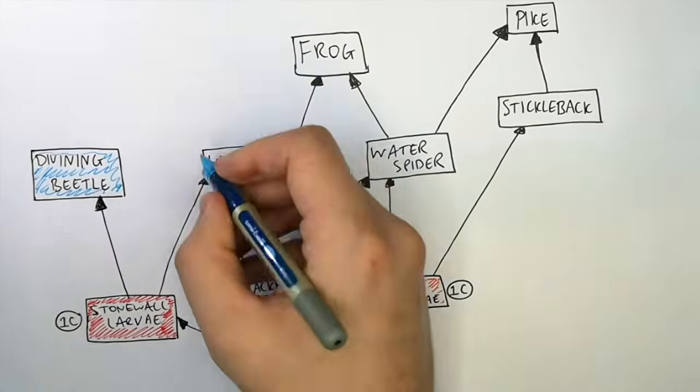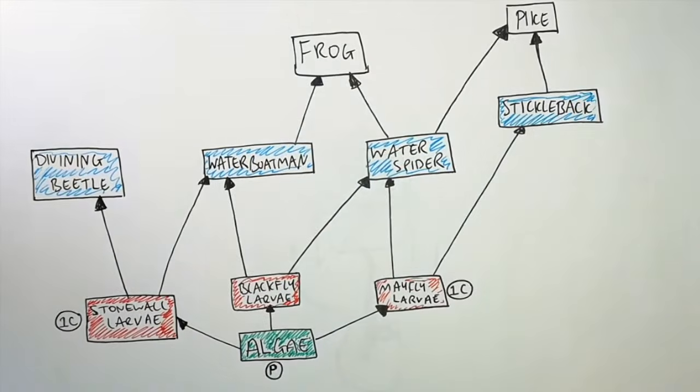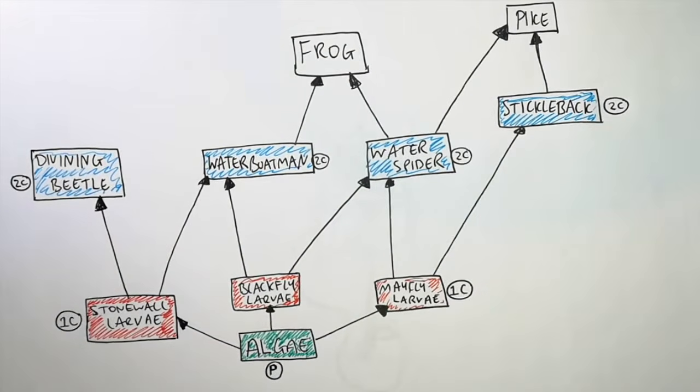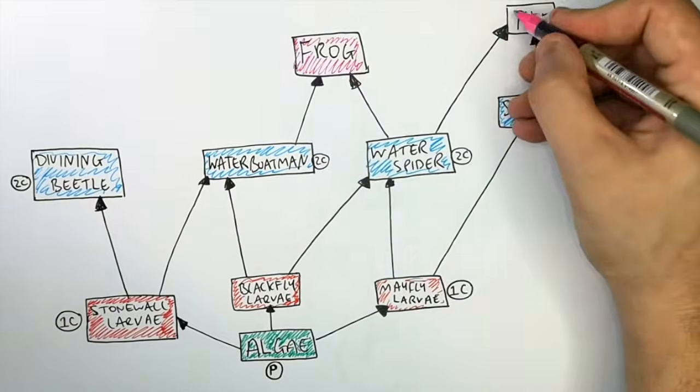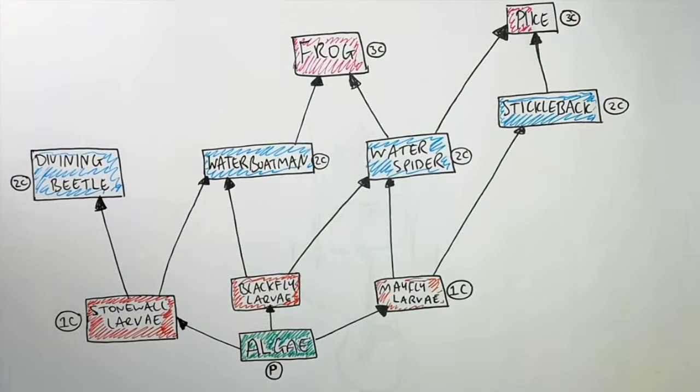Diving beetle, water boatman, water spider, and stickleback are the secondary consumers and the third trophic level. These are all, in this case, carnivores, as they are eating other animals. The frog and the pike are, in this case, tertiary consumers at the fourth trophic level.